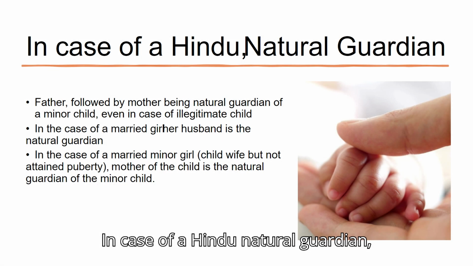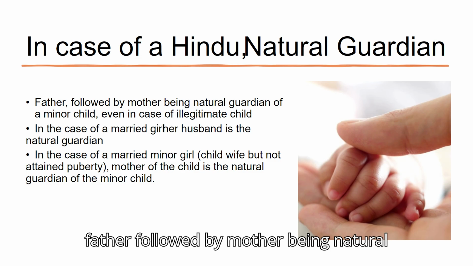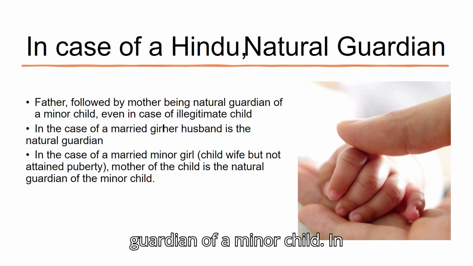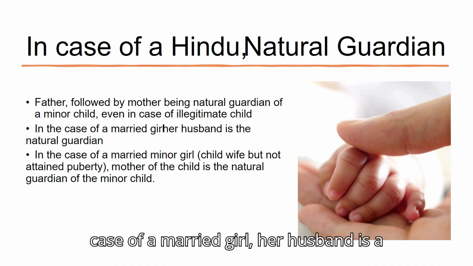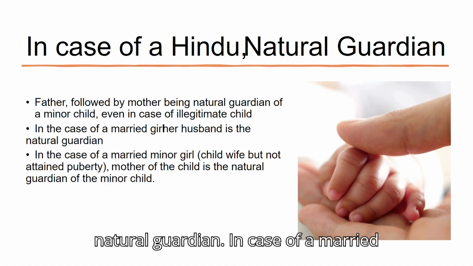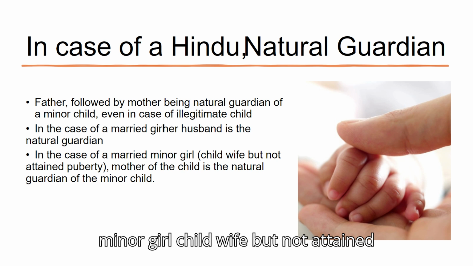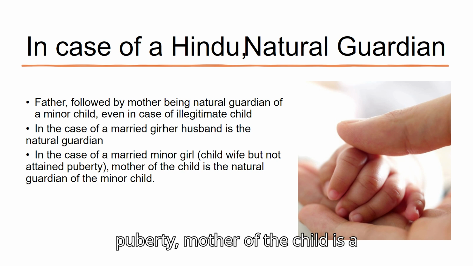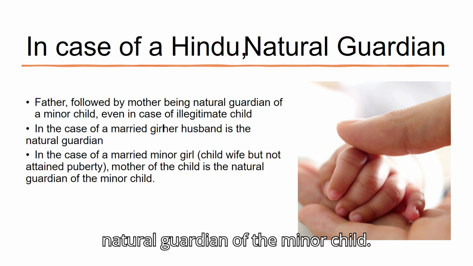In case of a Hindu natural guardian, the father, followed by the mother, is the natural guardian of a minor child. In case of a married girl, her husband is the natural guardian. In case of a married minor girl, a child wife who has not attained puberty, the mother of the child is the natural guardian of the minor child.